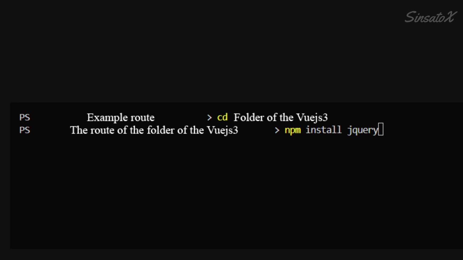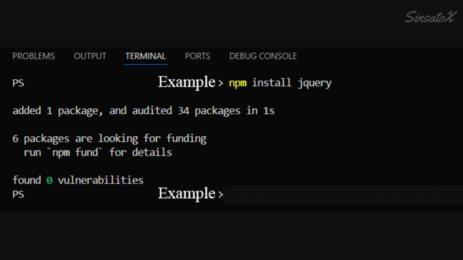Then we write npm install jquery. We wait. And when we already have it, we are going to write the following to solve the problem that says could not find a declaration file for module jquery: npm install --save-dev @types/jquery.